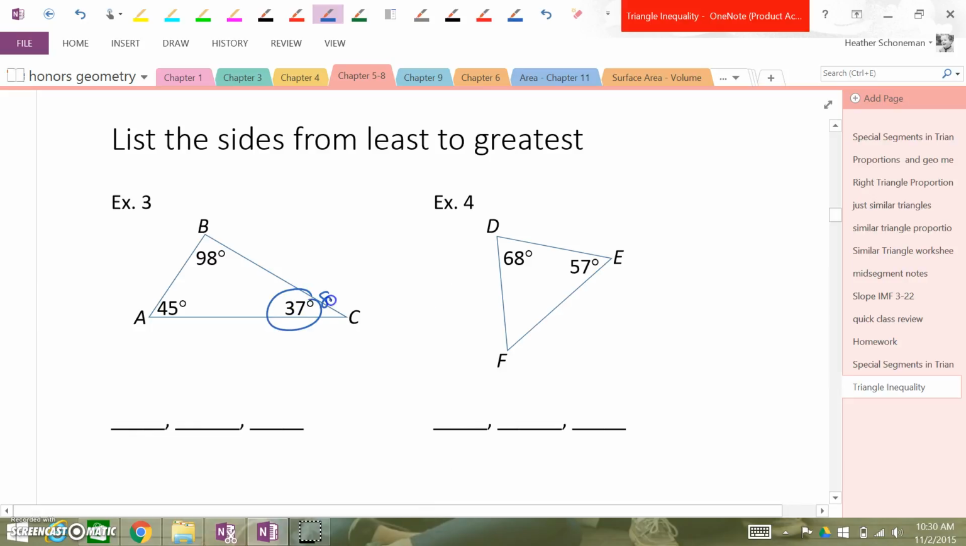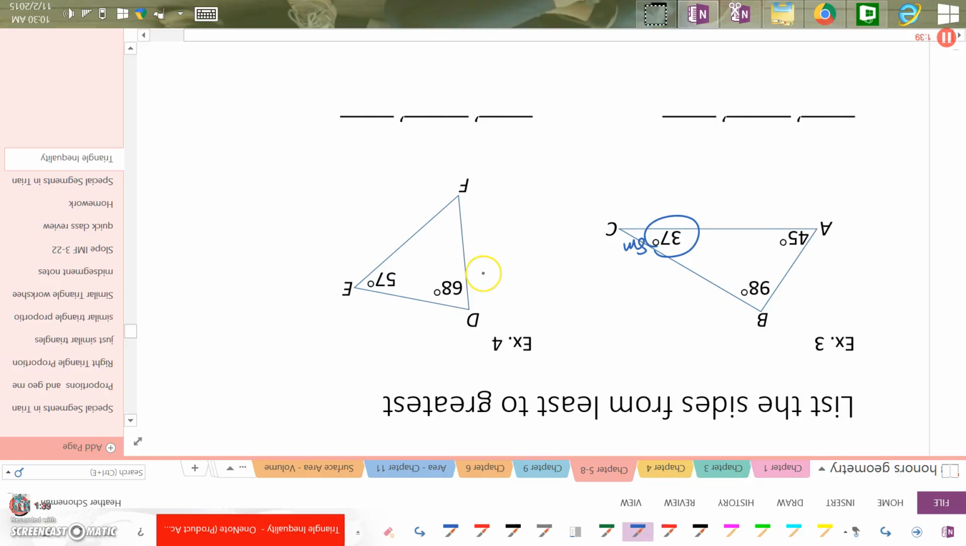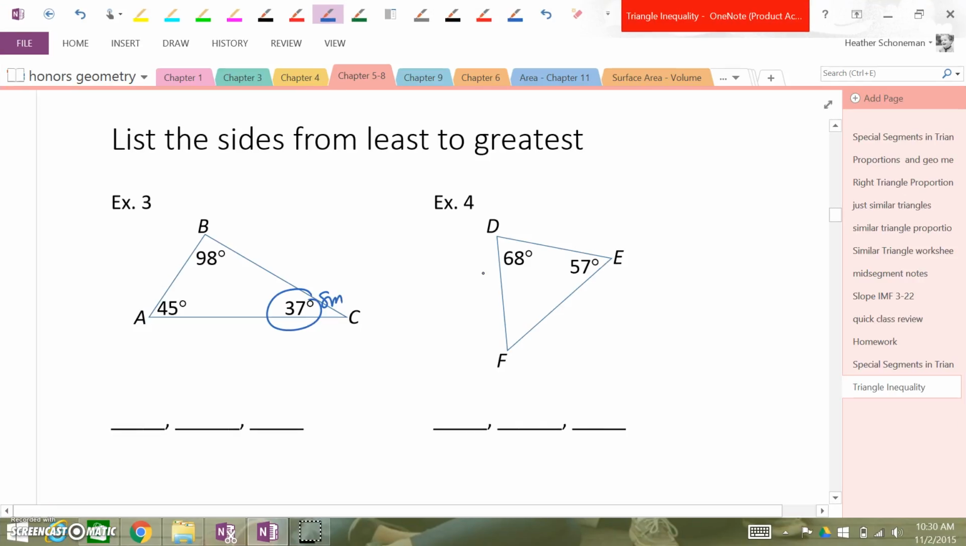So this right here is the smallest angle. So this is going to be the smallest side. So AB will be listed first. Okay, we keep moving on. This is the medium angle. So this is the medium side. And last but not least, this would be the largest angle. So this would be the largest side.